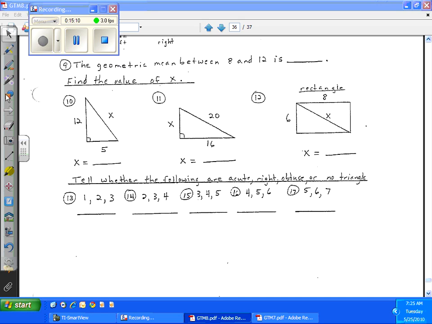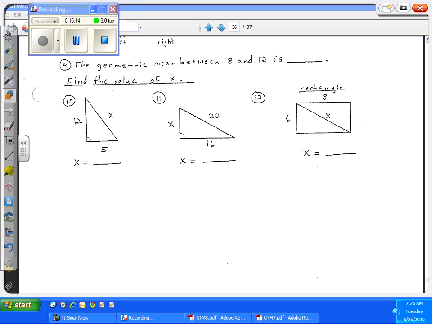Numbers 10 through 12. We're looking for missing sides of right triangles. We know 2 out of 3 sides, so we're using the Pythagorean theorem. The one across from the right angle is called the hypotenuse, so that's our C. So we say C squared equals A squared plus B squared. It doesn't matter which leg you call A and B, but you do have to call the hypotenuse C.